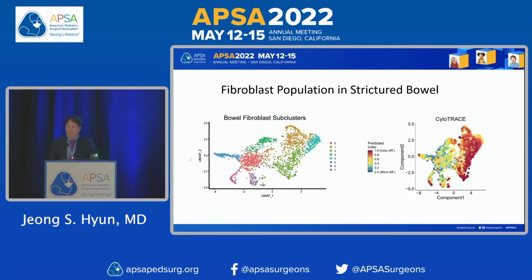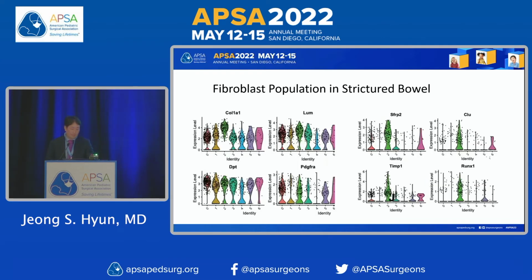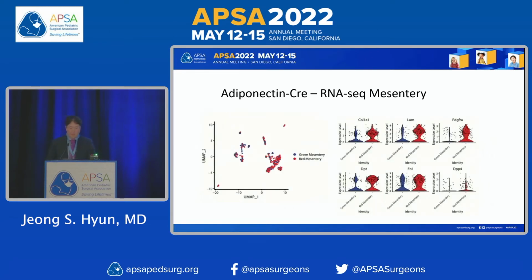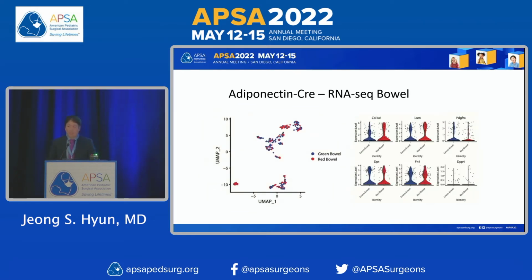We're able to see the same fibroblast population in the strictured bowel and a lineage commitment trajectory as well. And we see subpopulation 2 with the same inflammatory mechanoresponsive phenotype in the strictured bowel as well. So using our adiponectin-3 system, we're able to show that this particular subpopulation of fibroblasts is partly also derived from adipocytes itself, which is an exciting roadmap to future research. And here we see the same adipocyte-derived fibroblasts are present in the strictured bowel as well.